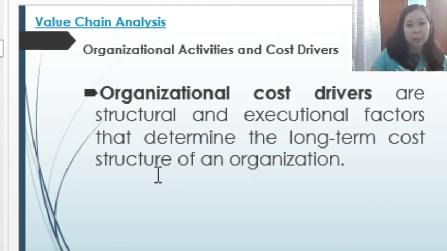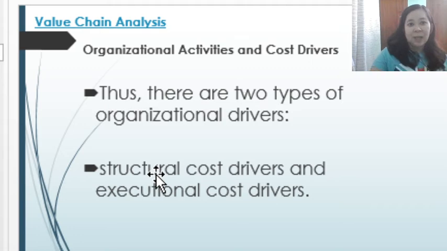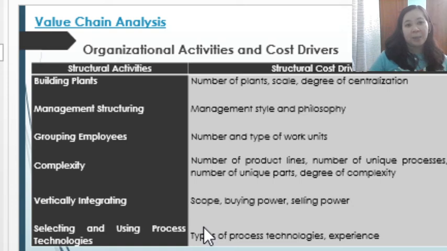So what about the organizational cost drivers? These are also related to the activities mentioned. We have the structural and executional factors that determine the long-term cost structure of an organization. So we have two types of organizational cost drivers: the structural cost drivers and the executional cost drivers. Again, they follow the activities. Here we have an example for structural activities.